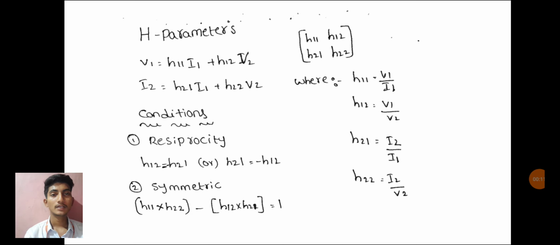The H parameter has the equations V1 equals H11 I1 plus H12 V2, and I2 equals H21 I1 plus H22 V2, where H11 equals V1 by I1, H12 equals V1 by V2, H21 equals I2 by I1, and H22 equals I2 by V2. The condition of reciprocity is H12 equals minus H21. For symmetry, H11 into H22 minus H12 into H21 equals 1.